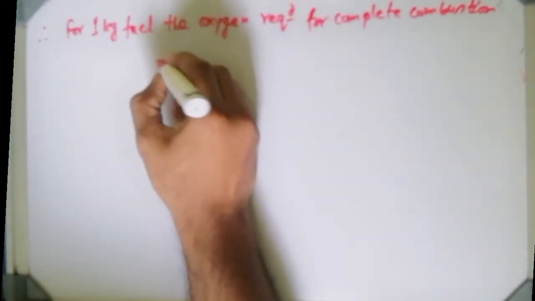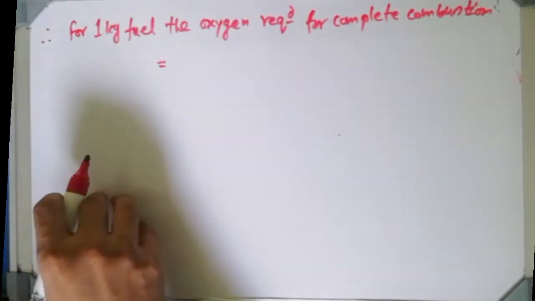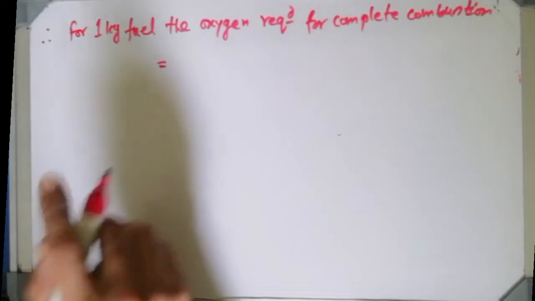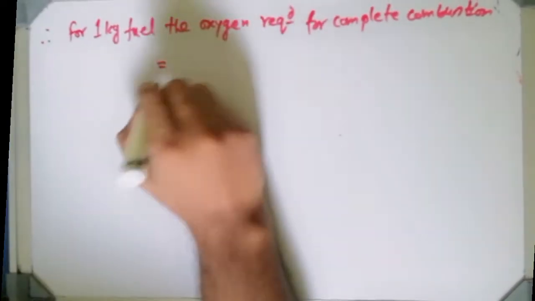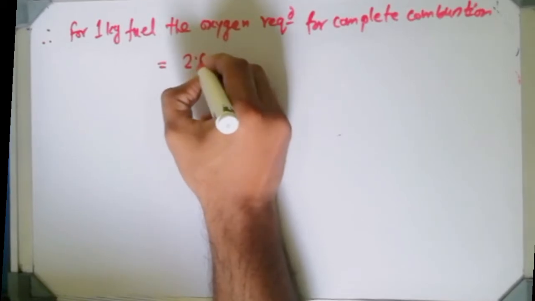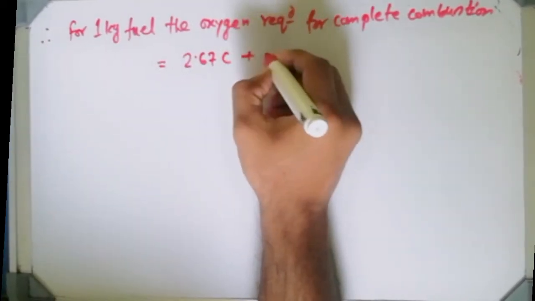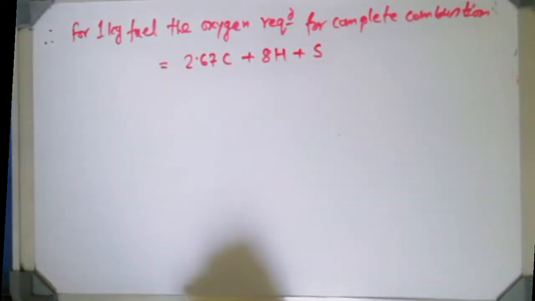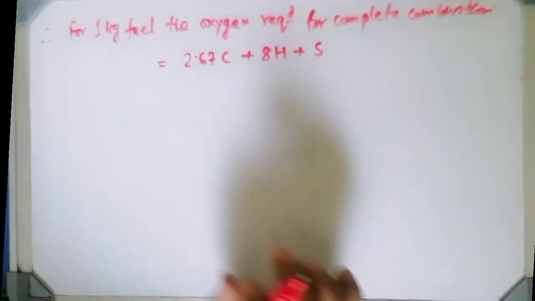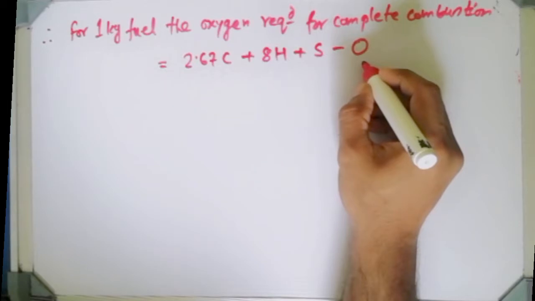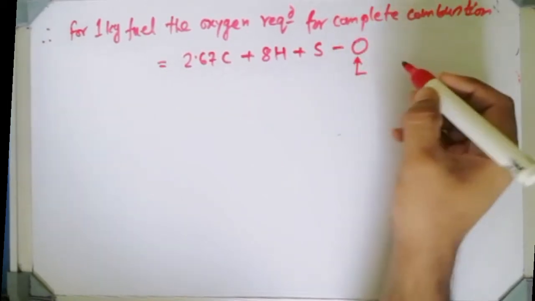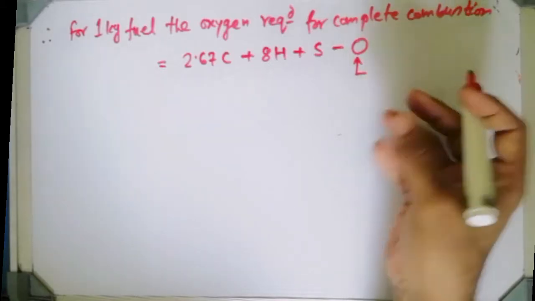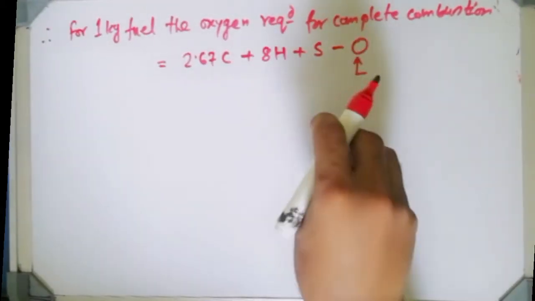For carbon it will be 2.67 C. Then for hydrogen, it will be 8H, and for sulfur it will be S only. We have taken these values from the previous page. And one thing should be subtracted over here, minus O, that is not zero, it is O. Why am I subtracting this O, and what does it mean? This O means the amount of oxygen that is already stored inside the fuel, inside the porosity of the fuel. Some amount of oxygen will always be stored.